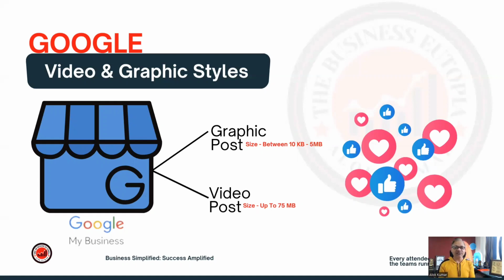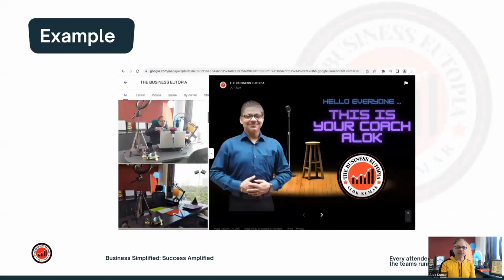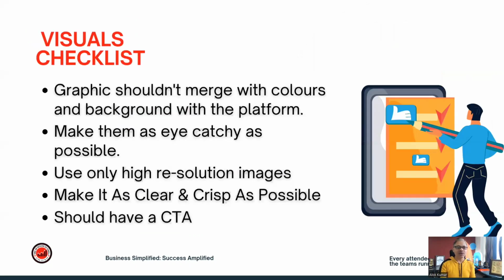If you are posting a graphical post on Google My Business, the size should remain between 10 KB and 5 MB, which is a fair size for graphical content. If you are going to post a video, the size should not be more than 75 MB. So keep it below 75 MB, right? These are a few examples in which we have posted our content on our Google My Business page. You can go and search that as well.